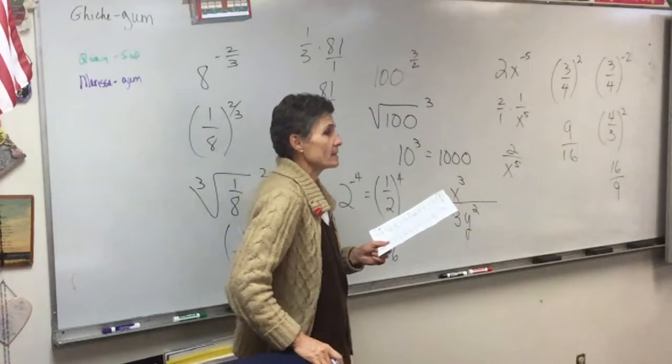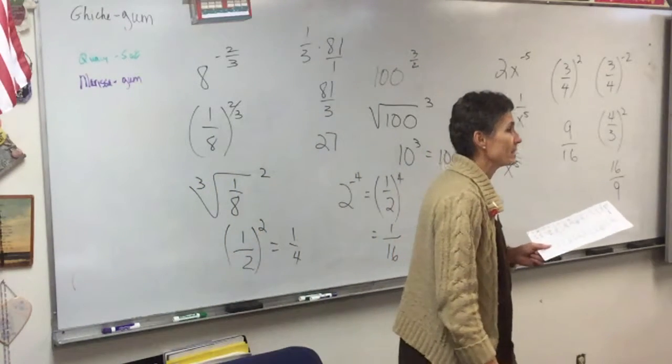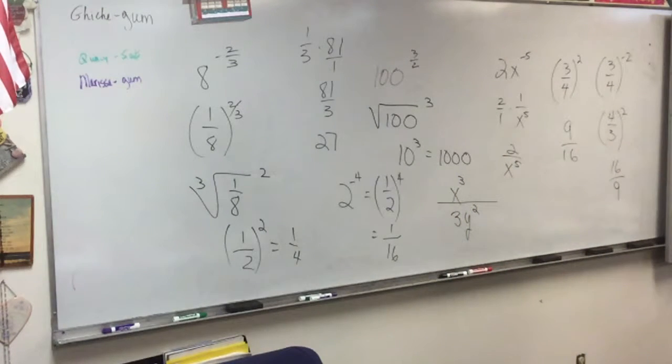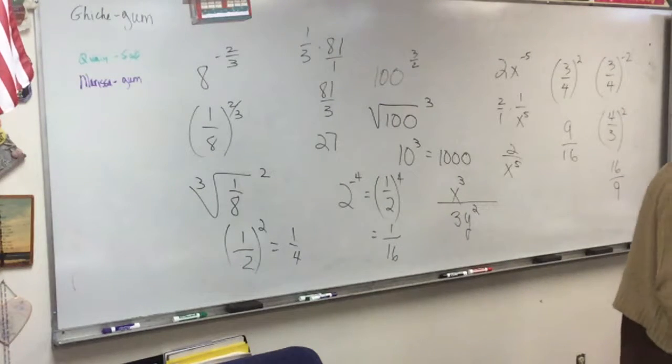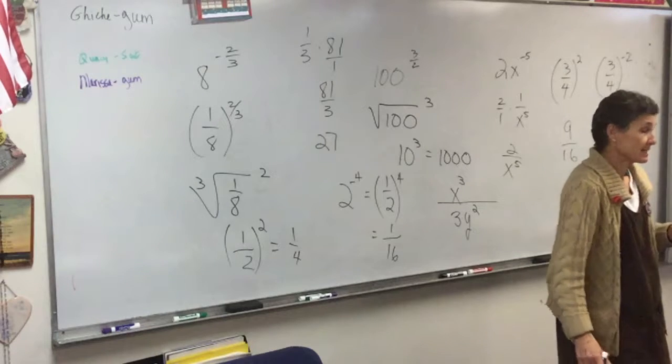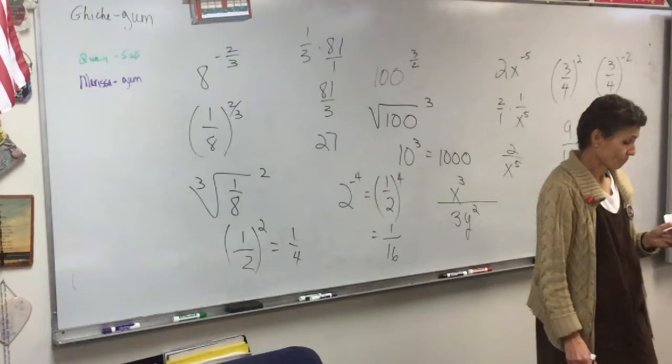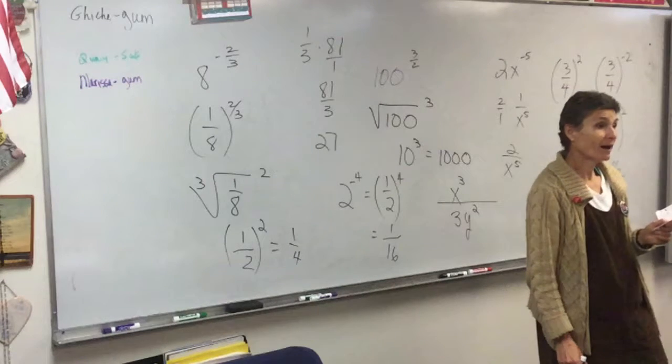How about 23? What's 23 mean? The cube root of 1,000. And what's the cube root of 1,000? 10. So number 23 is just 10. What about 24? 1 over 1,000. That's it. How about 25?